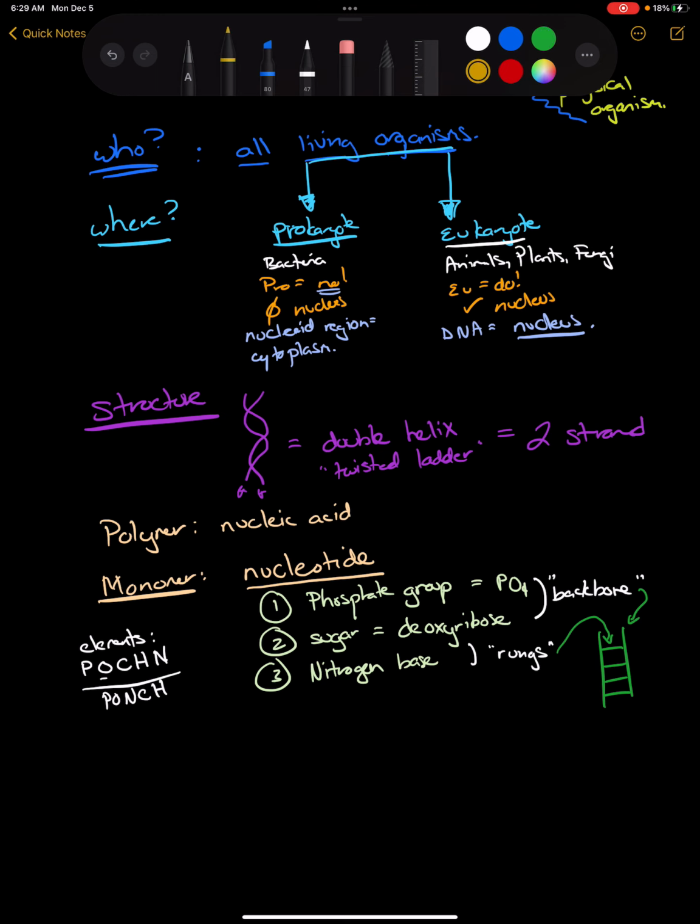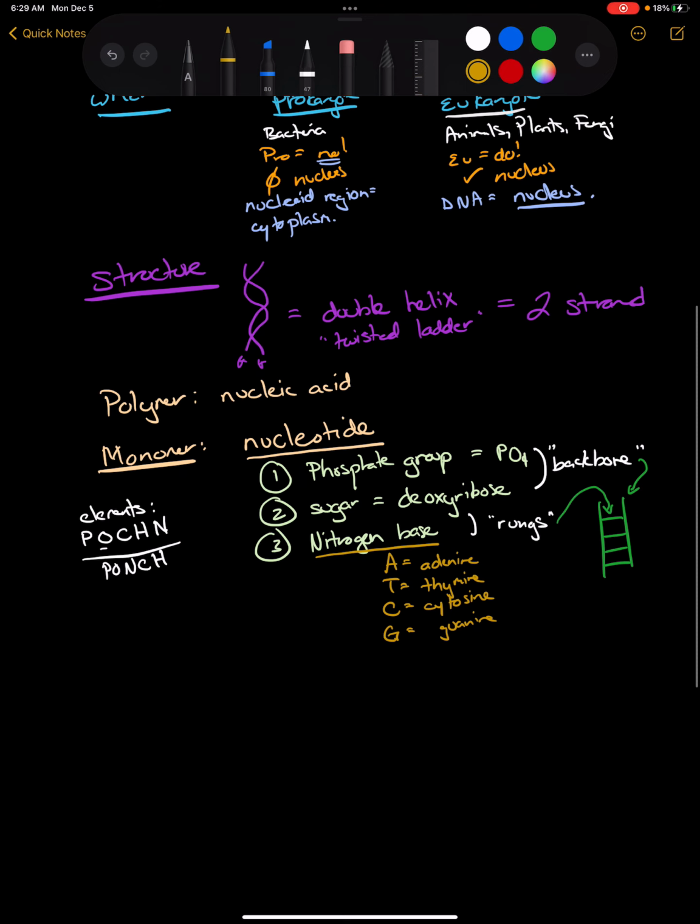Now my nitrogen bases, I actually have a couple different options for those, right? I have 4 different nitrogen bases. I have A's, because we usually just use letters, but I'll tell you what the words mean. I have A. A means adenine. T means thymine. C means cytosine. And then G is guanine, right?